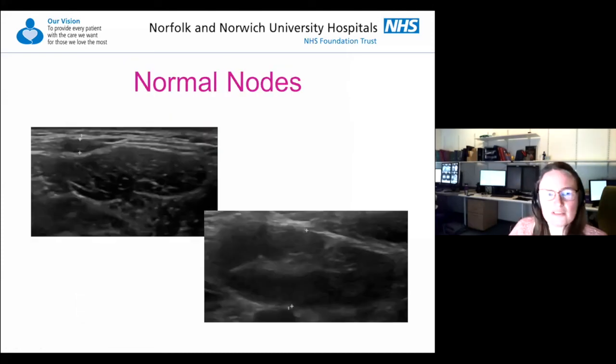So we get asked to scan a lot of nodes, the majority of which are completely normal. Often these are young patients with quite slim necks who suddenly feel a lymph node, and the GP feels the neck and can feel a lymph node. I think we have to remember that it's quite normal to feel lymph nodes in the neck, particularly in the posterior triangle, particularly in young people with slim necks. We get asked to scan these tiny nodes all the time.